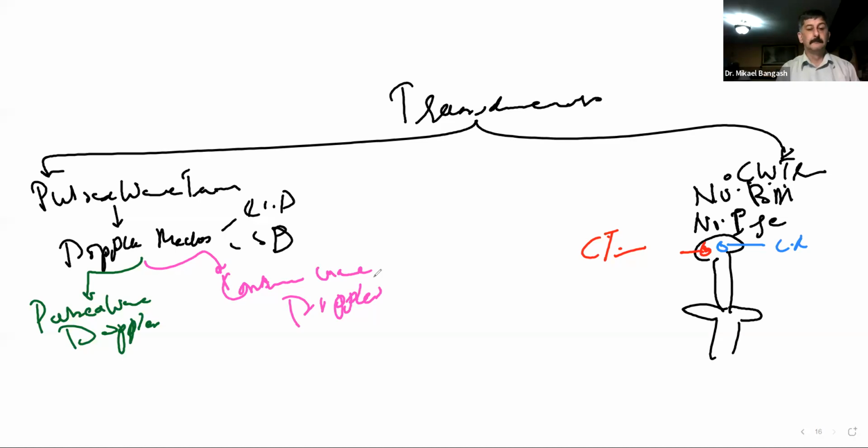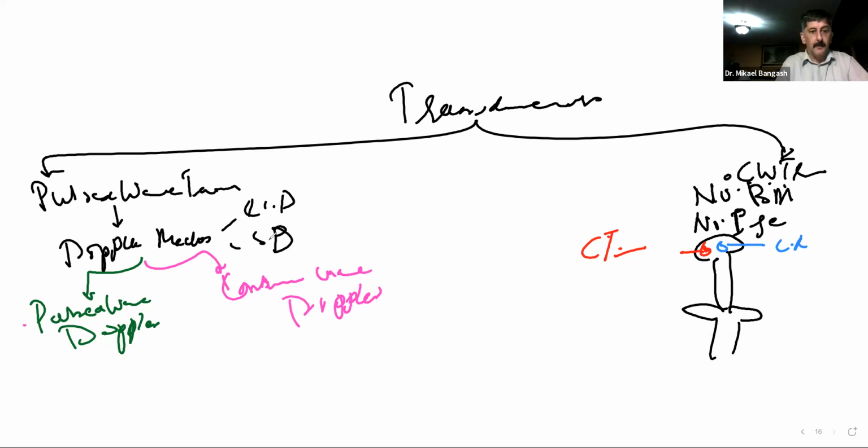Did that make sense? Clear? So physically, whatever transducer you use, a curvilinear, a linear sequential, whichever, it can be used in pulse wave Doppler mode, or we can use it as a continuous wave Doppler mode. And then you can go into color Doppler or spectral Doppler for either of them.